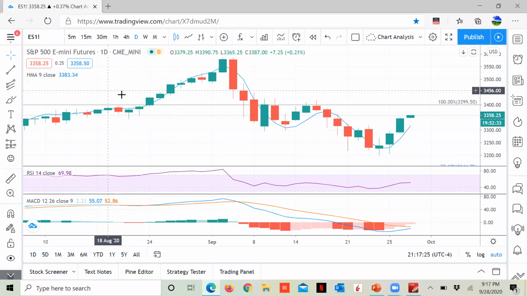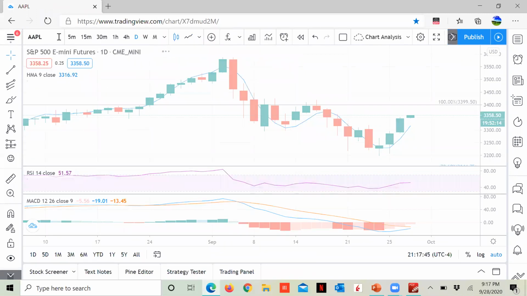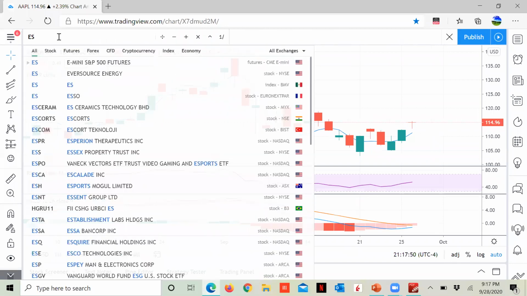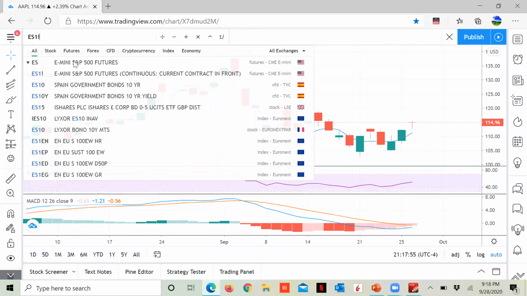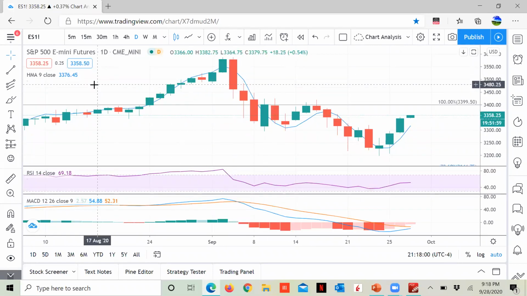Again, for the folks who are new to TradingView, this is a very useful technical tool. When you go to tradingview.com under charts, this is the location where you enter your ticker symbol. If you want to enter Apple, you select Apple, then it gives the price index for that. If you select the S&P 500 futures, mini futures, then it gives the price index for that.